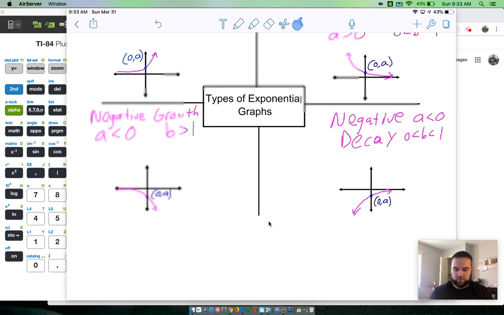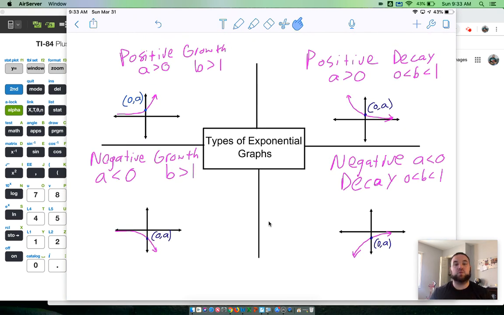Okay. So those are the 4 types. If you see something to the x power, it is going to look like one of these 4. There's no tricking. There's no fooling. It will be one of those 4 things.